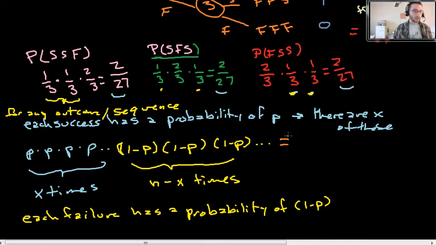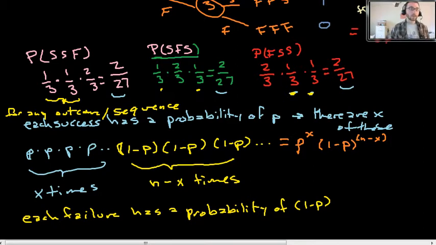What we can do to try to shorten this is use exponents, right? If we want to multiply p by itself x times, we can call that p to the x, okay? And if we want to multiply 1 minus p by itself n minus x times, we can take 1 minus p and raise it to the n minus x power. And that will work, right?